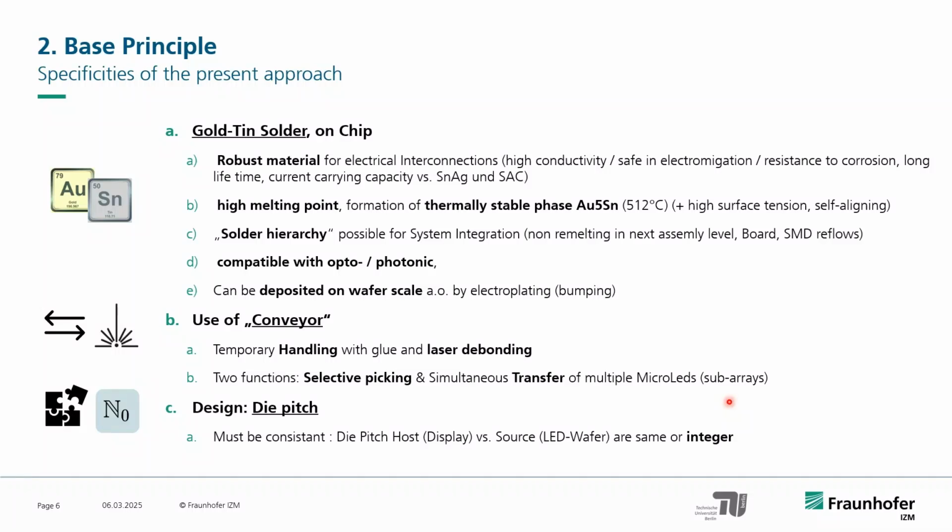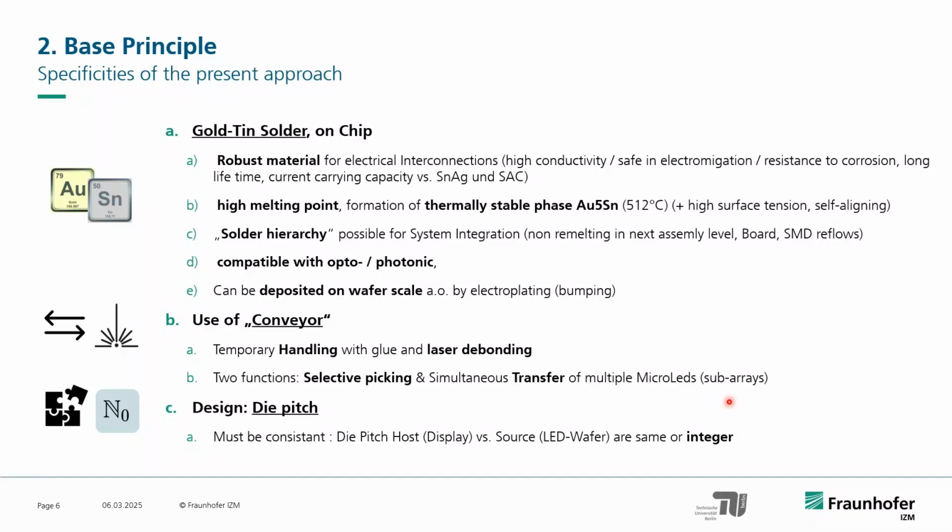You can also achieve a solder hierarchy using gold-tin because it's not remelting in the next steps of the assembly level. For example, if you have to assemble the display further on a PCB or whatever, then you will not remelt your already assembled small components. It's compatible with photonics and optoelectronic applications, and it can be deposited on wafer scale.